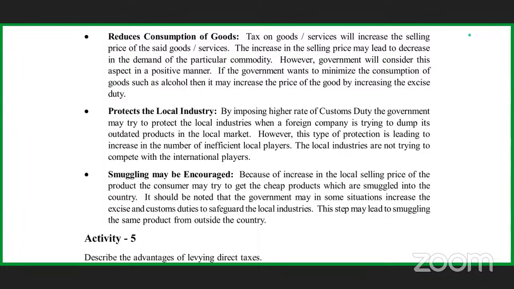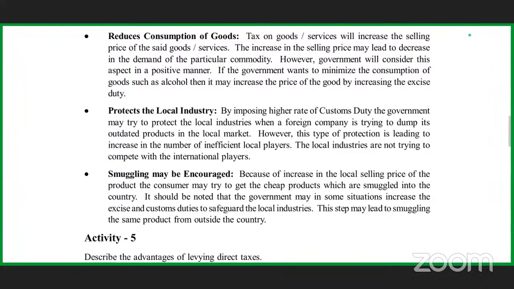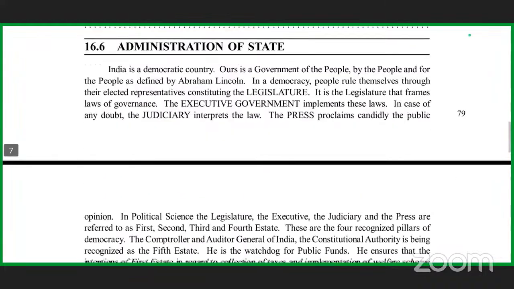So what happens, because of increasing the local selling of product, for example, some product is very costly, but it is very important and a necessity for a customer, but it is so costly that they are unable to afford it. So automatically there is a chance of getting some cheap products in the markets, either by smuggling into the country. This chance may happen.